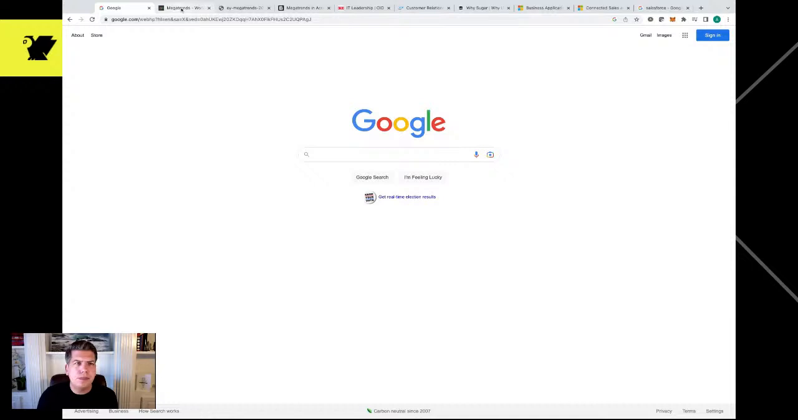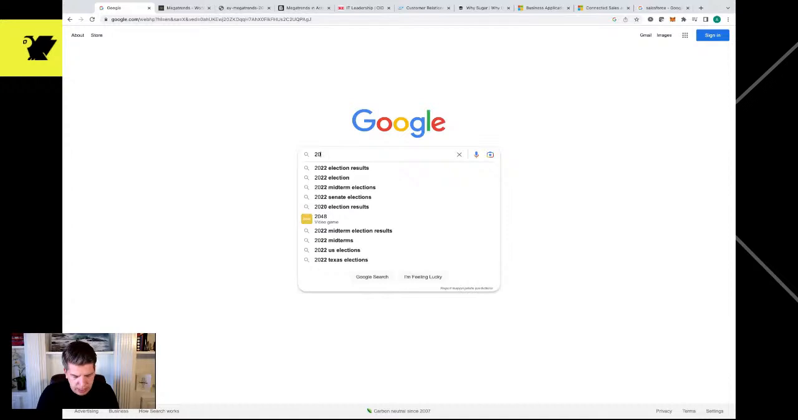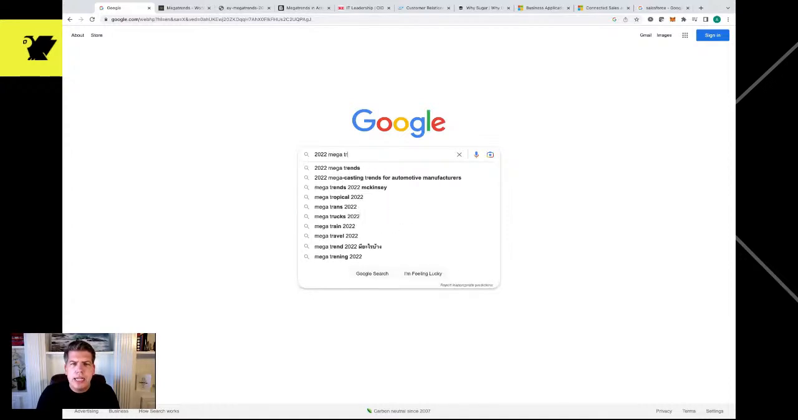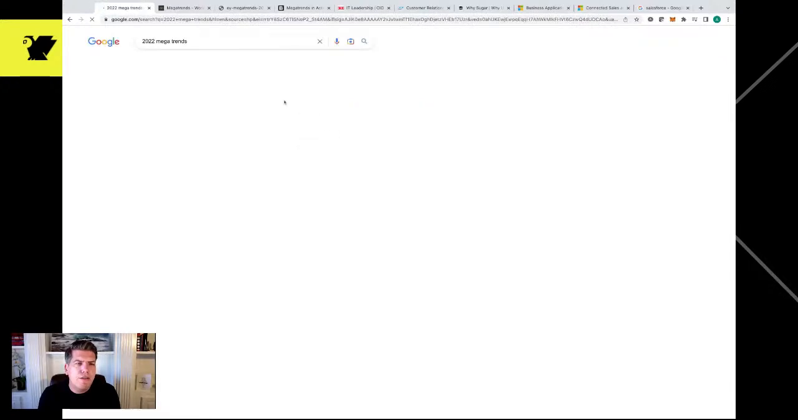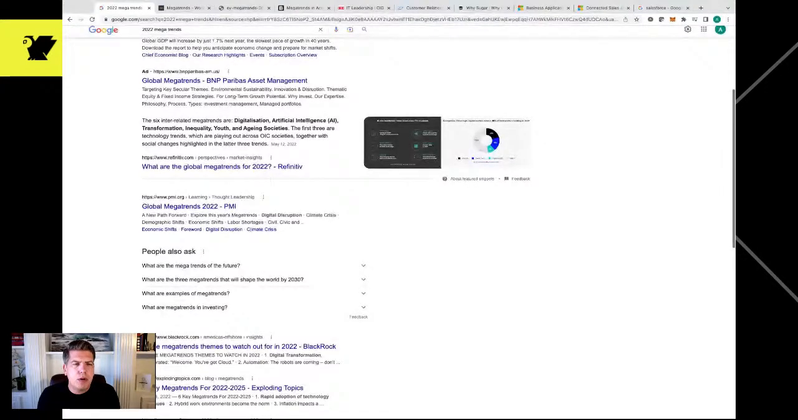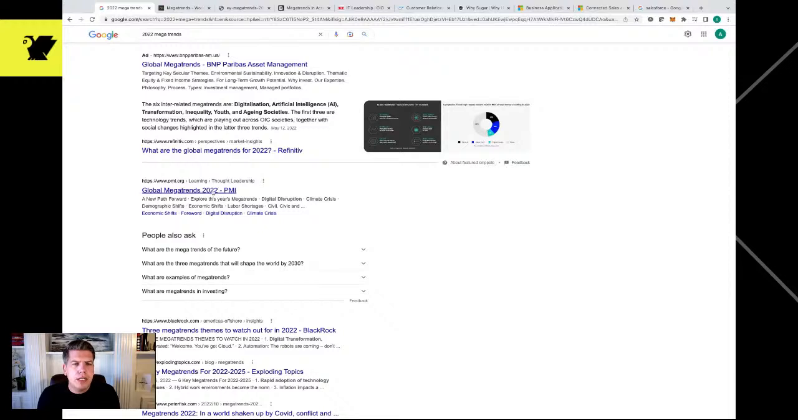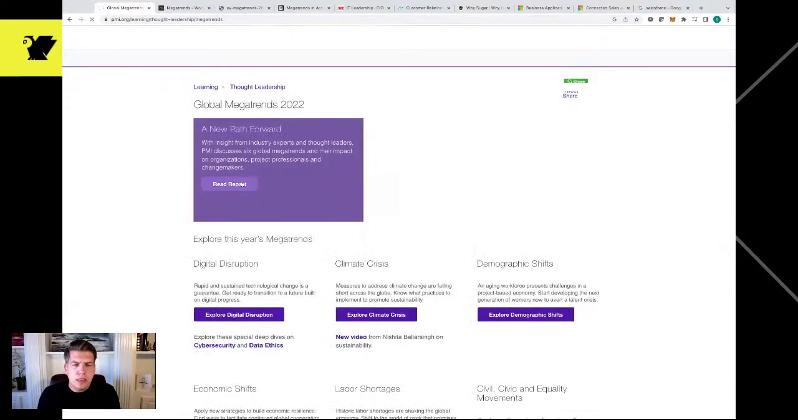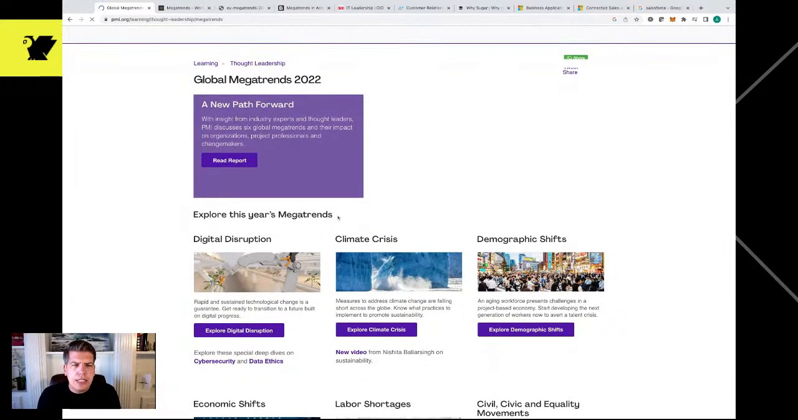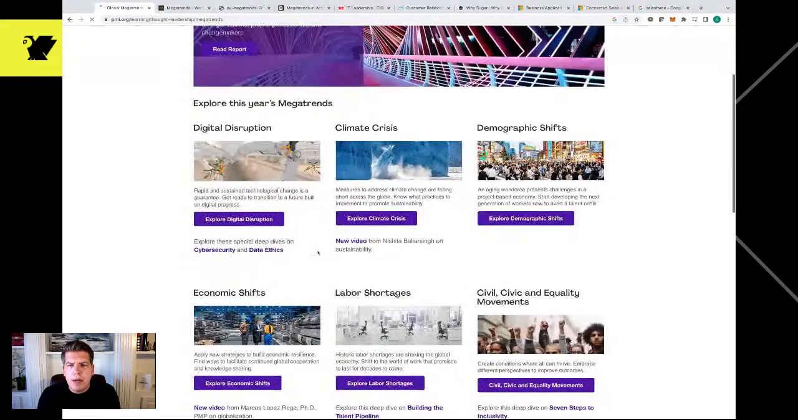So when we think about this, you can click in here anything, say 2030 or 2022 megatrends, and you will be surprised how much really good information is out there, right? The World Economic Forum has put stuff out, lots of consultancies, Project Management Institute has put stuff out. And if you look up images, if we look at the PMI one, you've got digital disruption, climate crisis, demographic shifts, things that we talked about, fourth turning here, economic shifts, labor shortages.